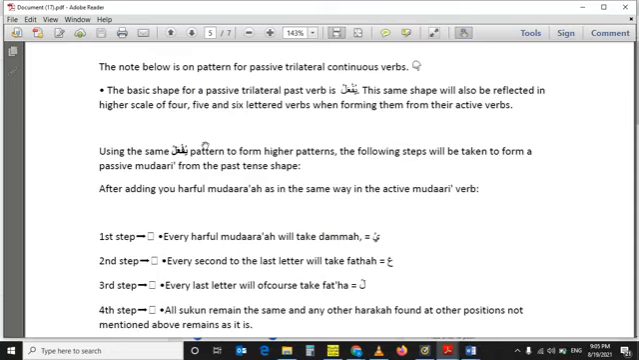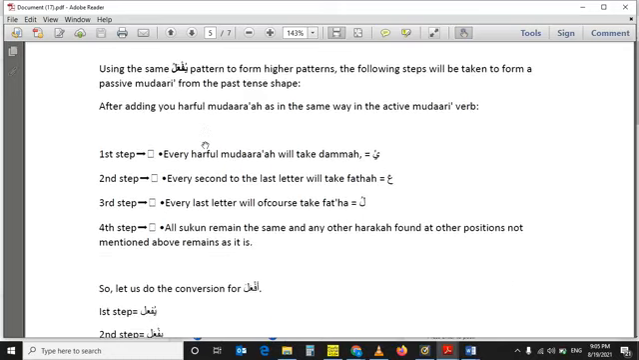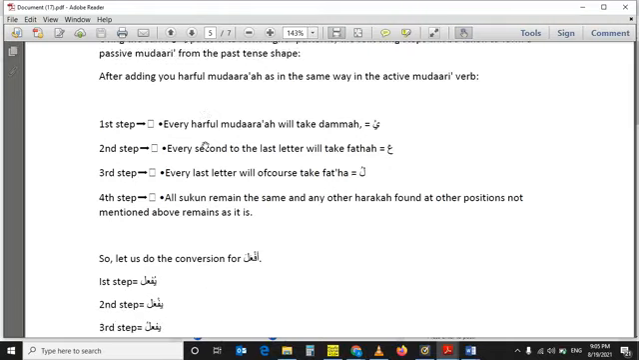So the only thing that you are changing is what? Your harful mudara, make it take dhamma. Your second to the last alphabet, give it what? Fatha. And as simple as that, you are done with converting your past tense verb to a majhul state in the continuous tense form.